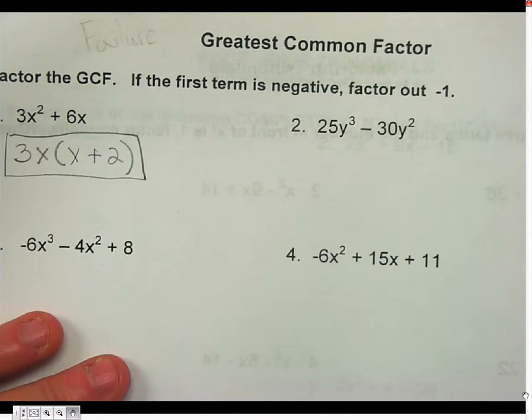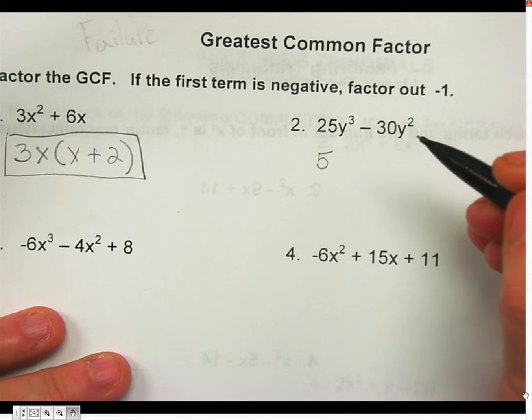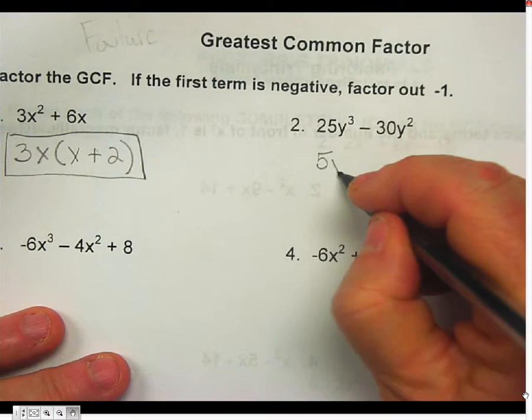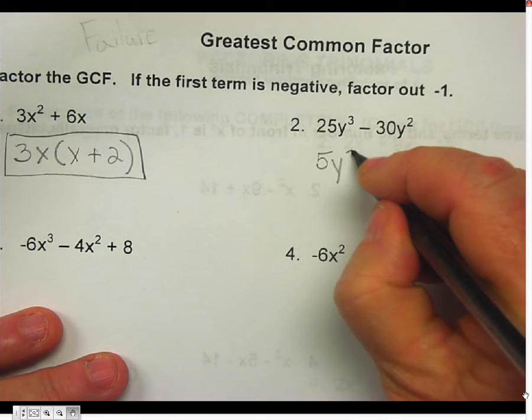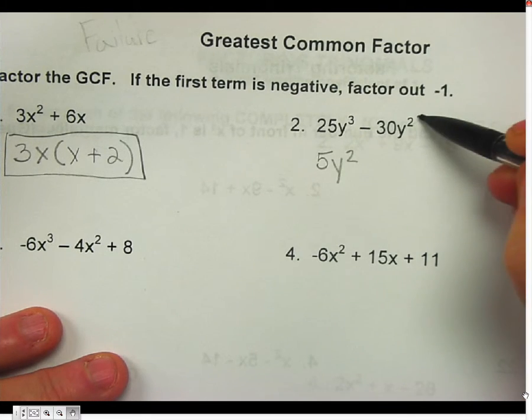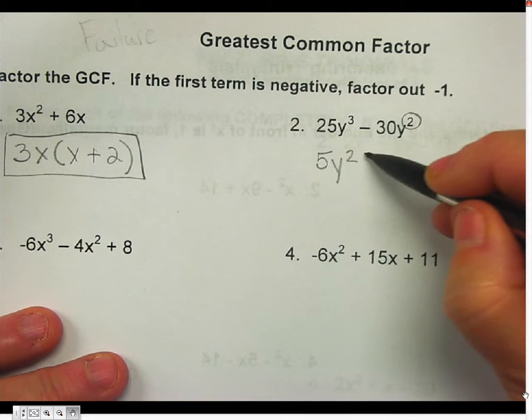Okay, how about number 2? What's the greatest common factor? 5. And y. Okay, can we do y squared? Yes, we can, because you just have to choose the least exponent, or the smallest exponent. So let's see how that works.